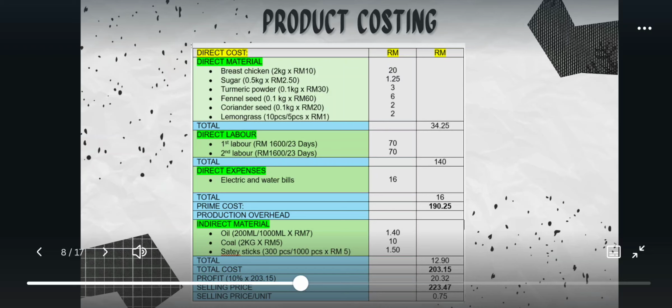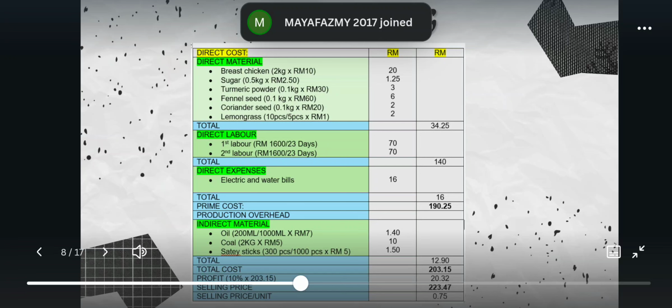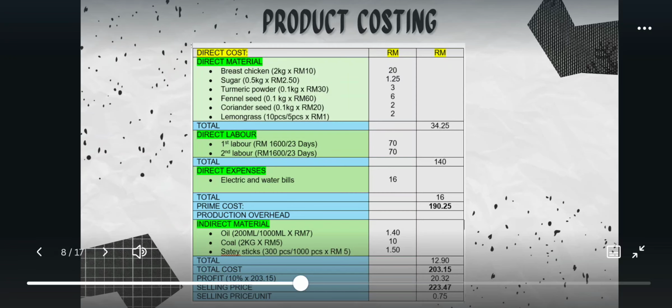And for production overhead, indirect material, oil 200 milliliter divided by 1000 milliliter times 7 ringgit. The answer will be 1 ringgit 40 cents. And for coal, 2 kilograms times 5 ringgit will be 10 ringgit, and satay stick 300 pieces divided by 1000 pieces. So the next one.